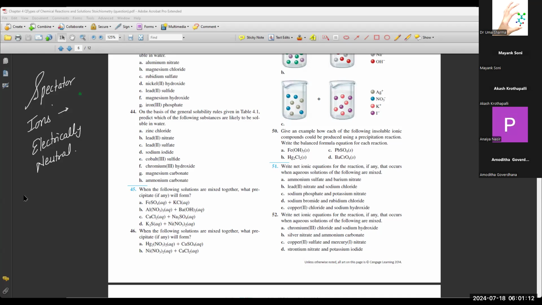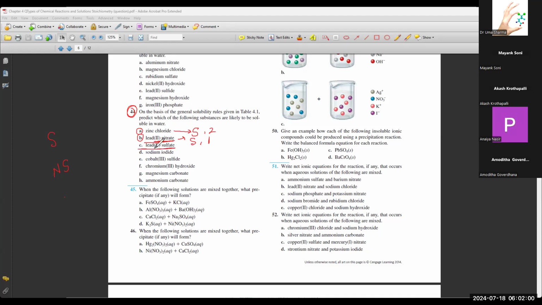Question 44, very fast. Pull out your solubility rules. Zinc chloride, soluble or not soluble, and give me the rule number. You're going to put S for soluble, NS for not soluble, and then in the last, you're going to put the rule number 1, 2, 3, 4. Zinc chloride, soluble, not soluble, and which rule number? Yes, it is soluble, and rule number 2. Very good, Amodita, Mayank. Very good, Anaya. B part. Lead nitrate. Soluble, not soluble? Yes, soluble. Rule number 1. Don't write 'rule', just write 1.